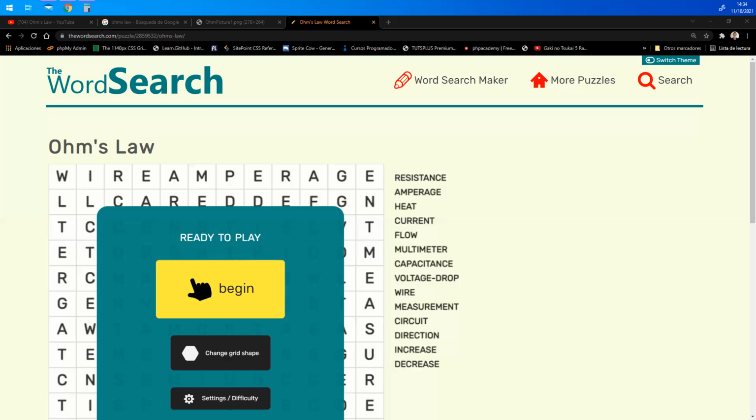Resistance, amperage, heat, current, flow, multimeter, capacitance, voltage drop, wire, measurements, measurements con muchas medidas, measurement, circuit, direction, increase, decrease.